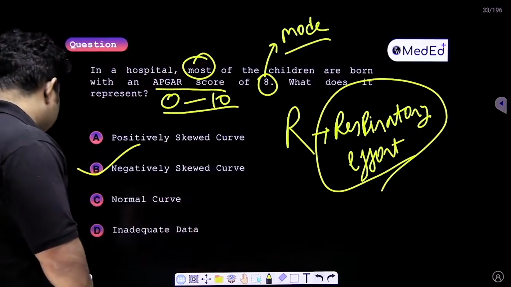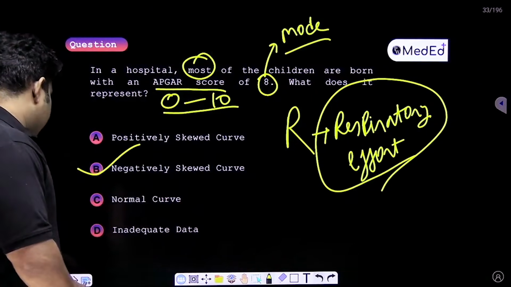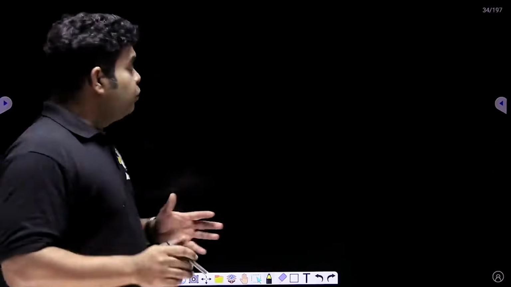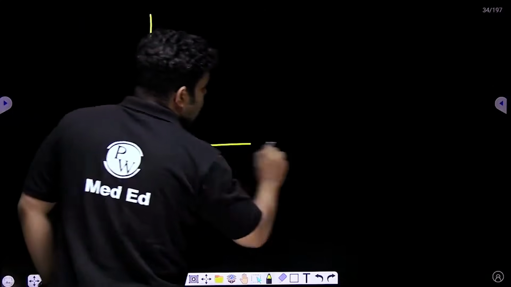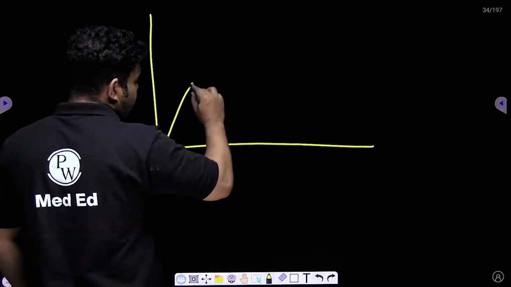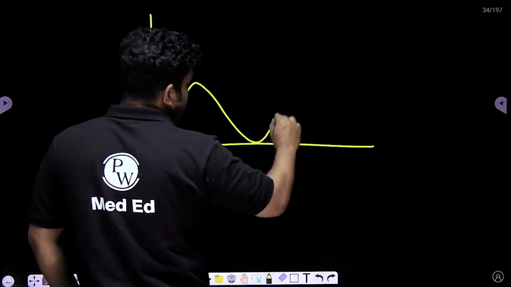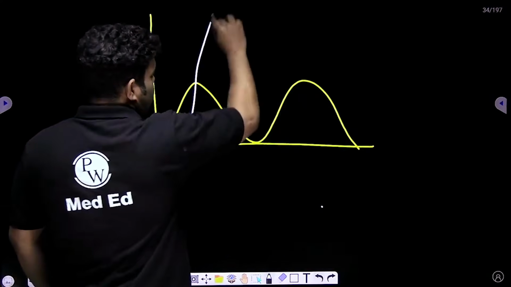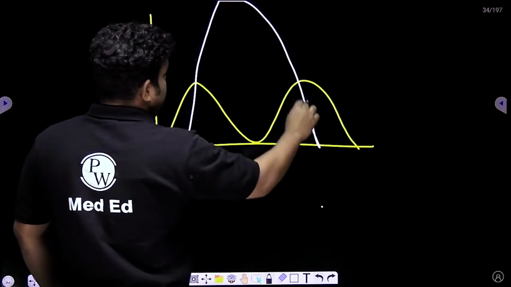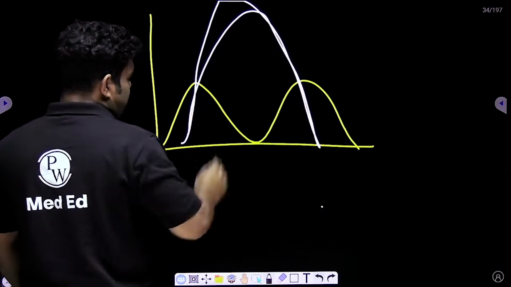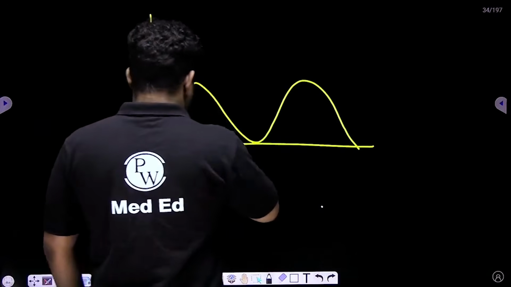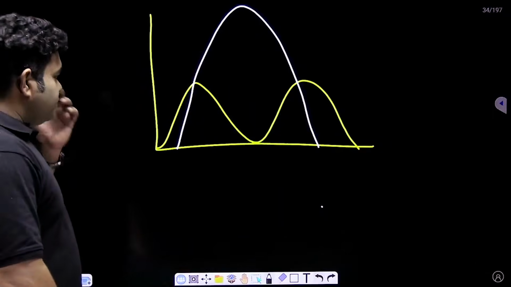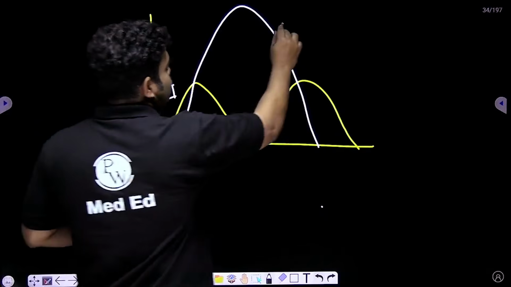So we read positive and negative skewed curve. Now is the time to give you one question which totally baffled me, confused me. The question was, they had given 3 normal curves, 1, 2, and 3. These are 3 different curves. And here, this is curve number 1, 2, and 3.